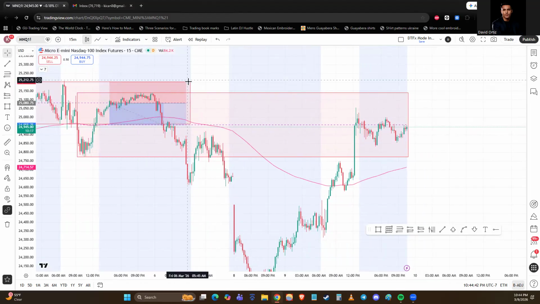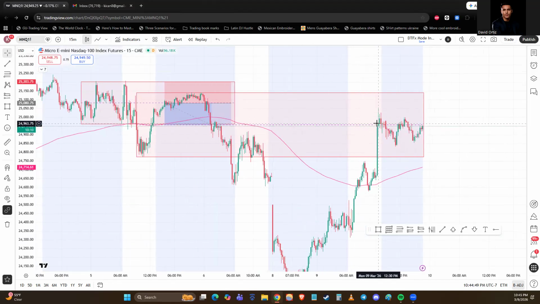So here's the thing. You see how price went down and then went all the way back up here, and it hit the 50, right? But it hasn't finished yet. It's still playing out, right?